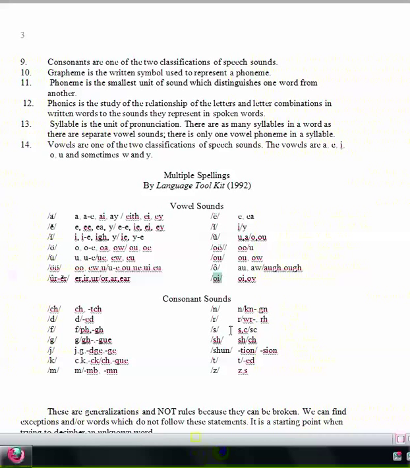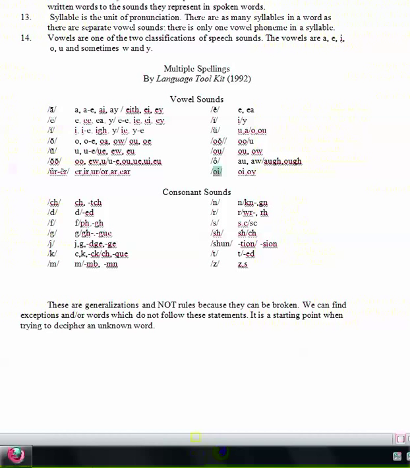The s sound may be written with an S or a C. The sh sound may be written with the SH. The shun sound may be written with TION. The t sound may be written with a T. And the z sound may be written with a Z or an S. These are generalizations and not rules, because for every one of them we could find an exception or a word that would break the rule. We call them exceptions. It is a starting point when trying to decipher an unknown word.